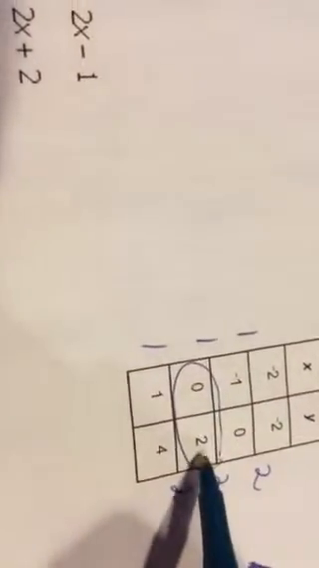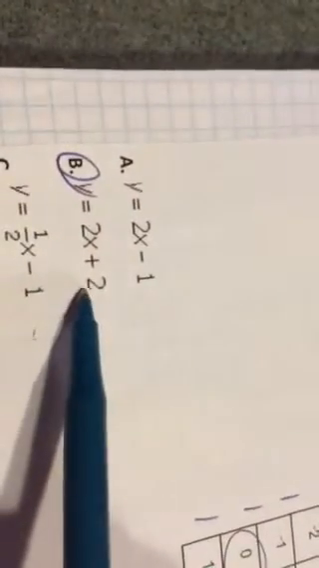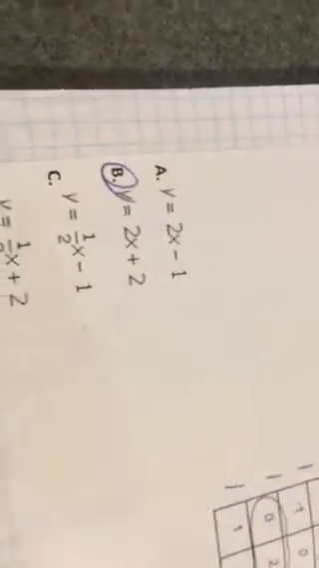And the other part that we're looking for is the y-intercept. Well, looking up at your table, when x is 0, y is 2. That shows your y-intercept. That's your b part. So that part has to be B.